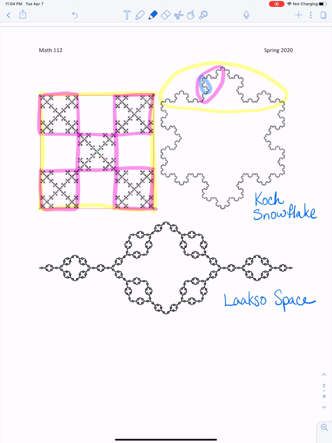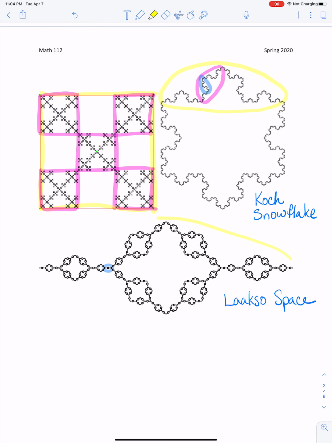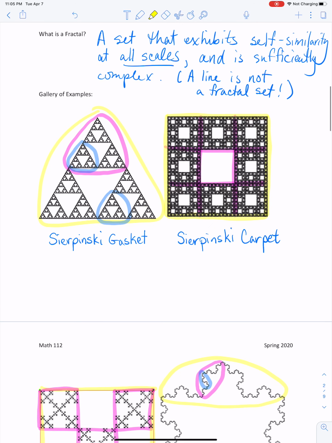I can take any little segment here, maybe this little tiny one, and that looks really like the whole thing. So that's a defining feature of these spaces. Let me back up to this Sierpinski gasket, and we'll talk about how these are formed. Let me describe it here. There's an iterated construction.